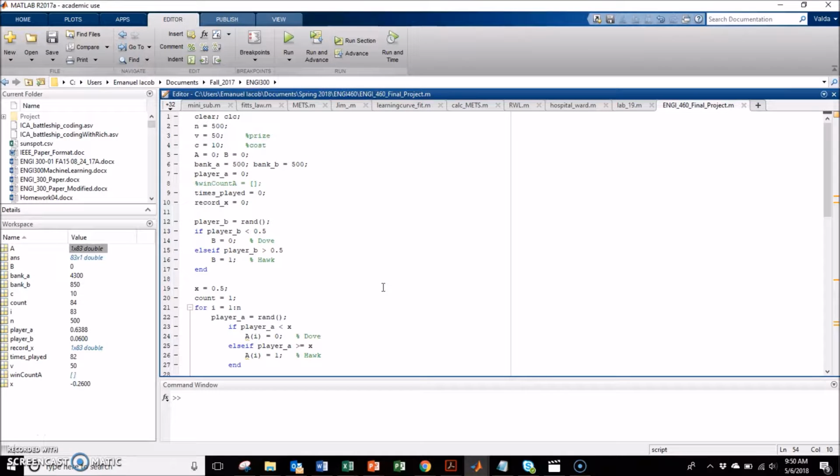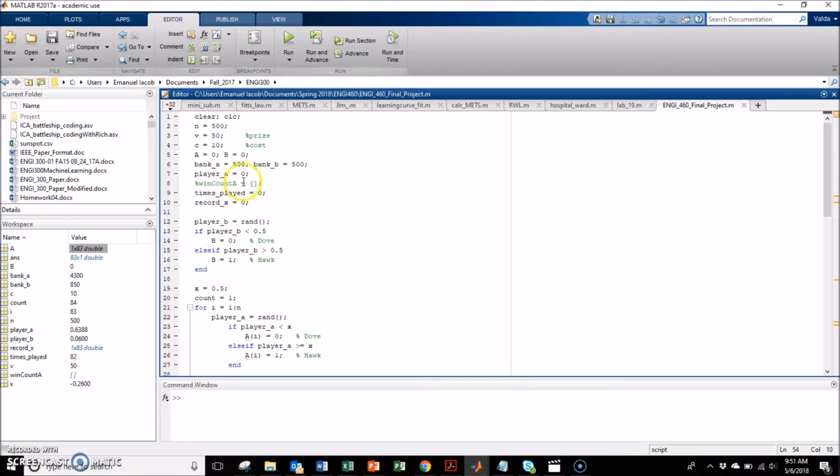All right, so here's the MATLAB code for it. We start off by initializing the number of simulations. We give V a number, we give C a number, which is the prize and the cost. We initialize A and B. Capital A and capital B are variables for whether they are a hawk or a dove. One means they're a hawk, zero means they're a dove. We initialize them up here. We give them a starting bank, bank for A, bank for B. This is the way we keep track of how much money they have, quote unquote, player A and player B.